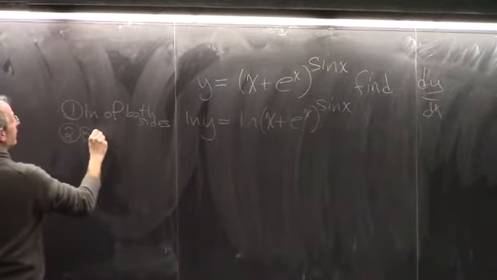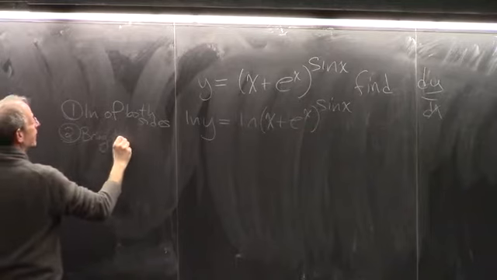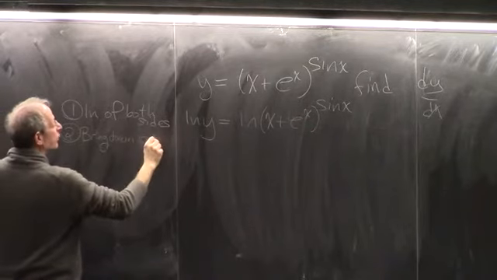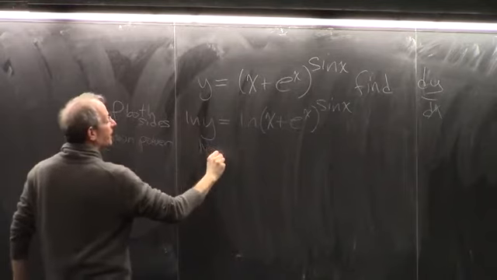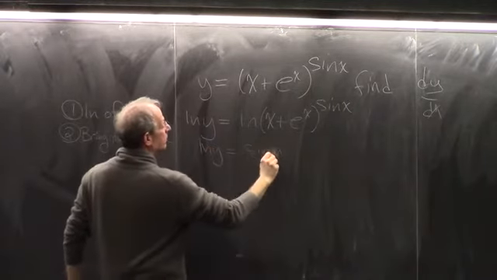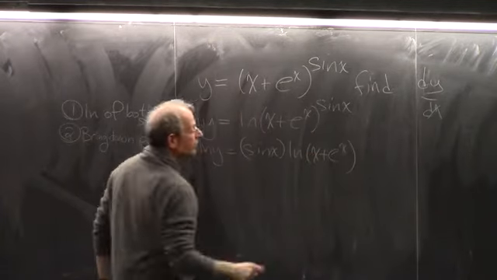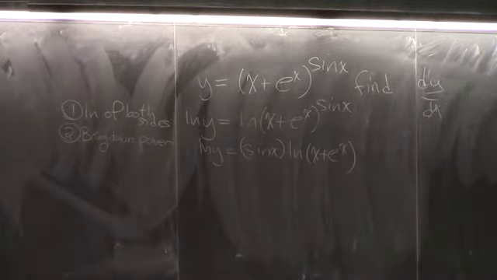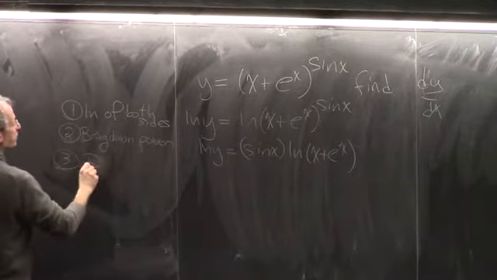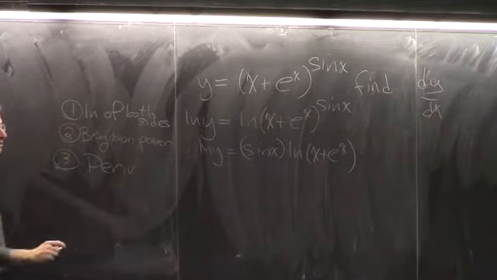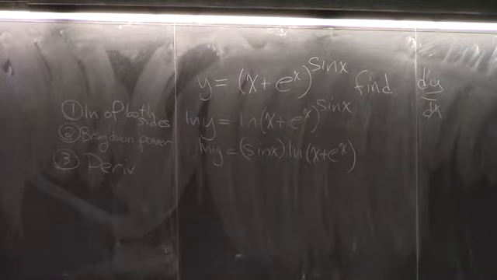Step 2. Bring down the power. Because that's part of our log rules, our log laws that you remember from last semester. So take the log of both sides, bring the power in front. Step 3, take the derivative of both sides, and the derivative of the left side will just be a simple derivative of the log. The derivative of the right side will require the product rule.